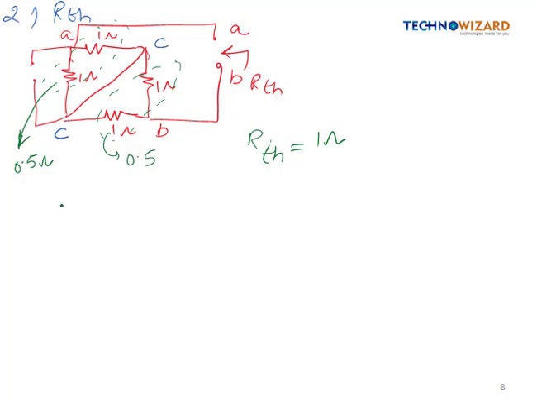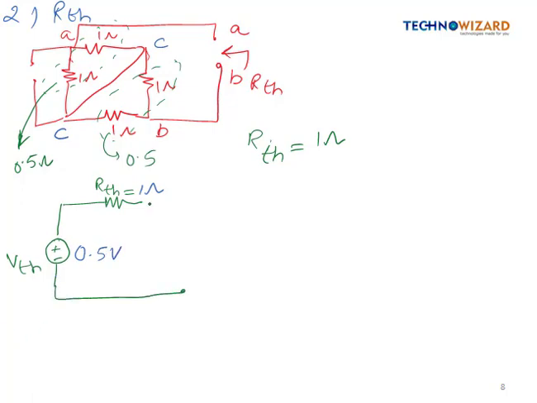I will draw the circuit. Now we have found the value of VTH, and the value of RTH is 1 ohm, and the value of VTH we have calculated as 0.5 volt. Now at this terminal we will connect the resistance R, which was equal to 1 ohm, through which we have to find the current I.